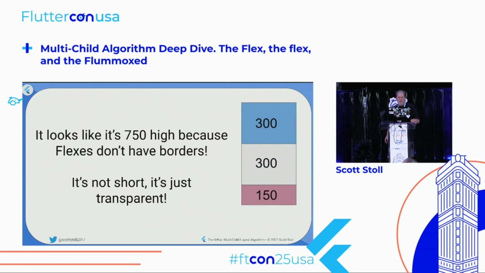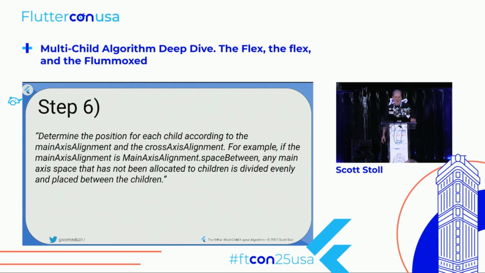So let's take a look now at step 6. I promise this is the last one. Determine the position for each child according to the main axis alignment and the cross-axis alignment. For example, if the main axis alignment is main axis alignment dot space between, any main axis space that has not been allocated to children is divided evenly and placed between the children.